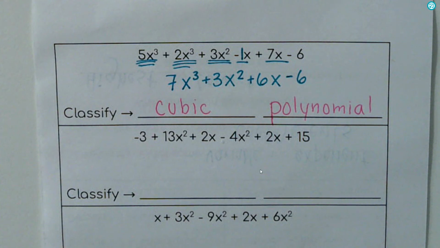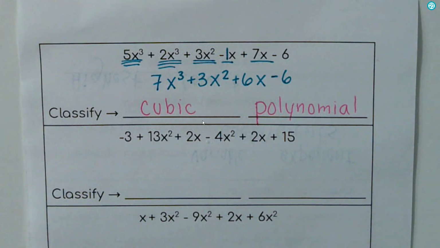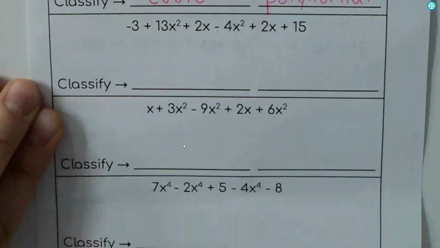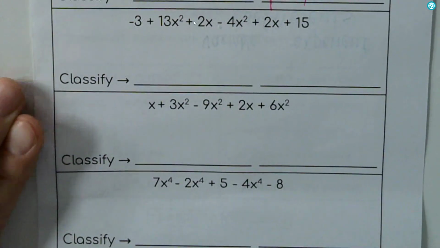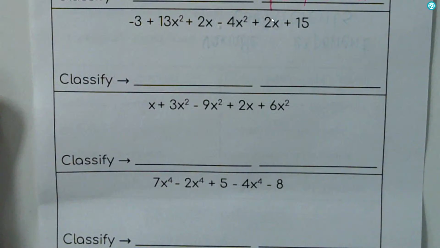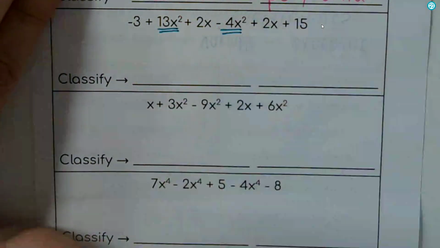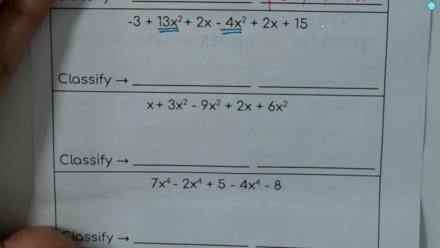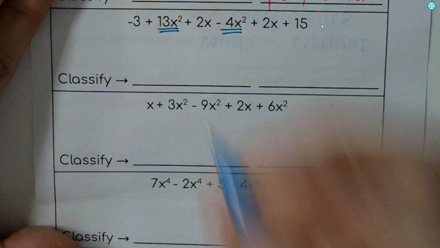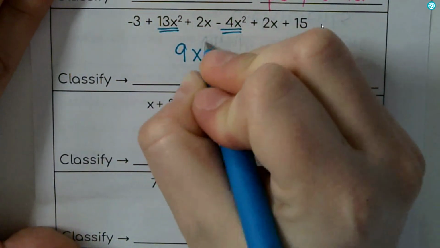Okay, let's keep going then. Next one we've got negative 3 plus 13x squared plus 2x minus 4x squared plus 2x plus 15. We are going to start with our x squareds because that's our highest exponent. So I've got 13x squared and negative 4x squared. 13 minus 4, or 13 plus negative 4, is 9x squared.